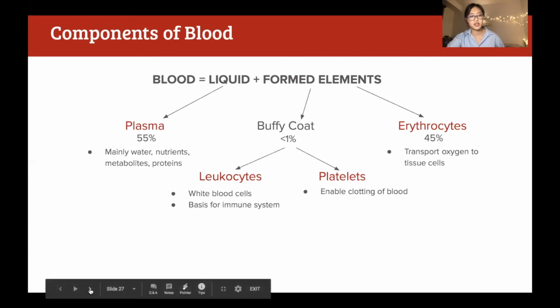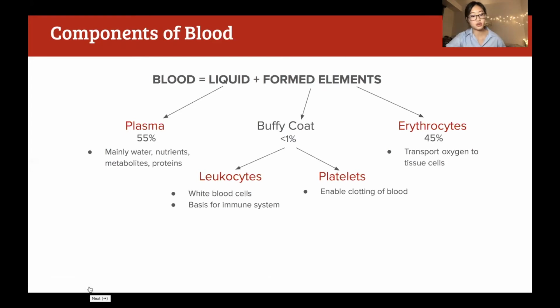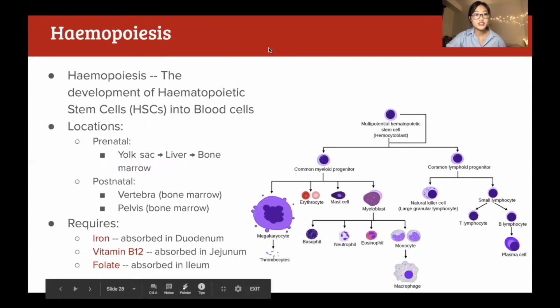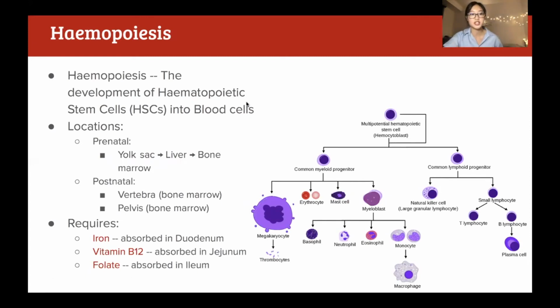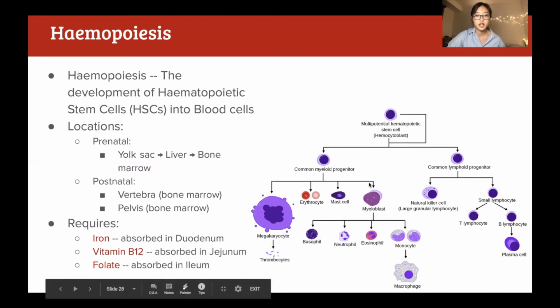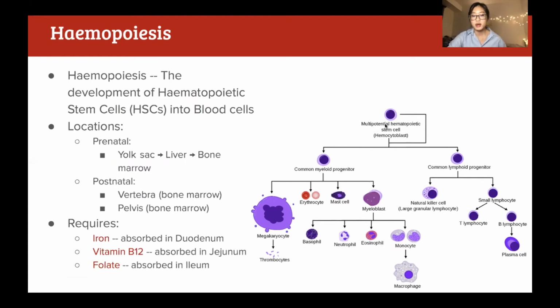Okay, so yeah, not super difficult. You guys probably have a handle on this already. And so now haemopoiesis. Haemopoiesis is basically how hematopoietic stem cells are formed into blood cells. And as you guys can see here, I have provided this handy dandy diagram. So you guys can see how multipotent hematopoietic stem cells can become either myeloid progenitors or lymphoid progenitors.